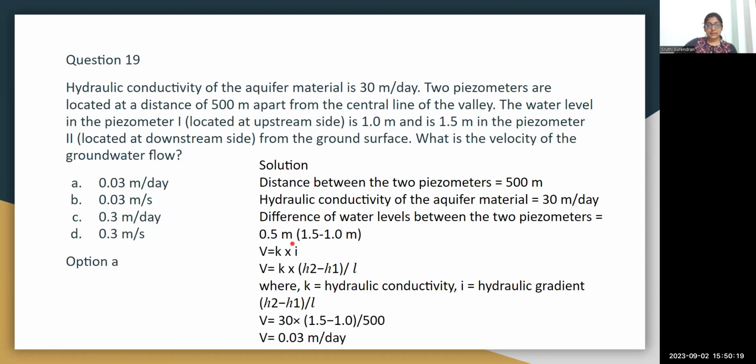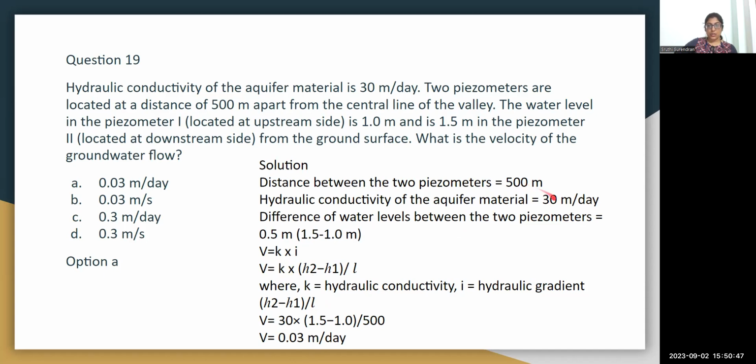Now this is giving us the difference in the hydraulic head. This is giving us K value. This is giving us L value. Substituting this in the Darcy's equation, which is V is equal to K into I, where I is equal to delta H by L. Delta H is nothing but the difference between the two levels, H2 minus H1, which is 0.5. So 30 into 0.5 divided by 500.